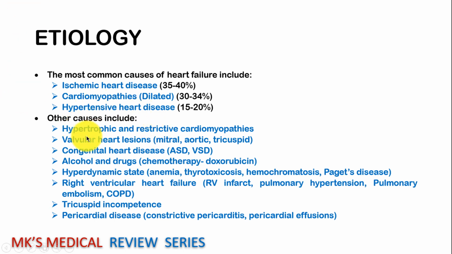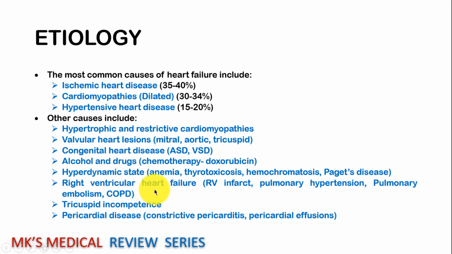And other causes include hypertrophic and restrictive cardiomyopathies, valvular heart lesions like mitral, aortic, or tricuspid valvular lesions. You have congenital heart disease like atrial septal defects, ventricular septal defects, alcohol and drugs such as doxorubicin, which have the ability to actually cause a dilated cardiomyopathy. You have hyperdynamic states such as anemia, thyrotoxicosis, hemochromatosis, Paget's disease, which results in a type of heart failure that's known as high output failure.